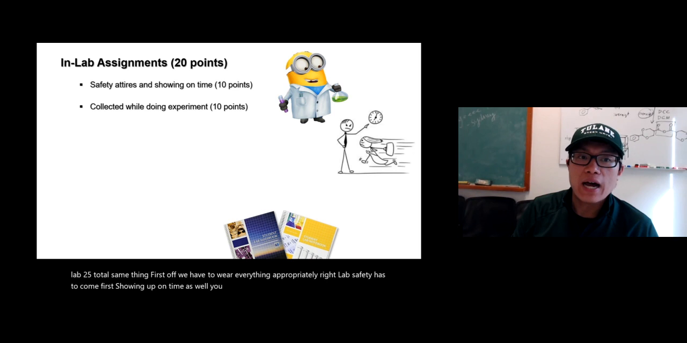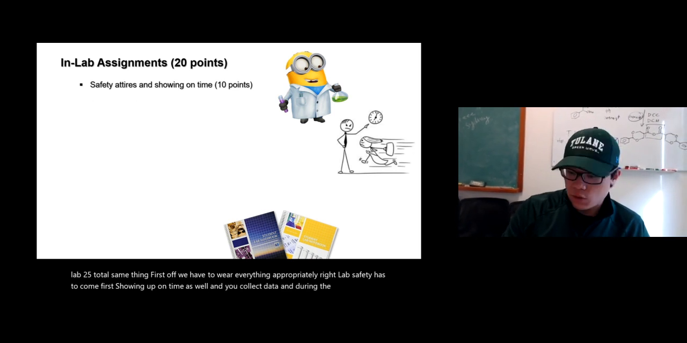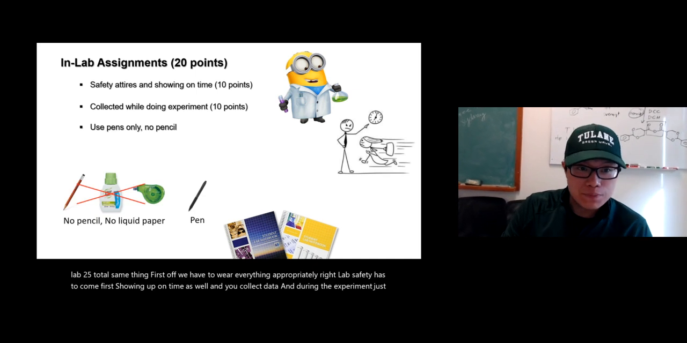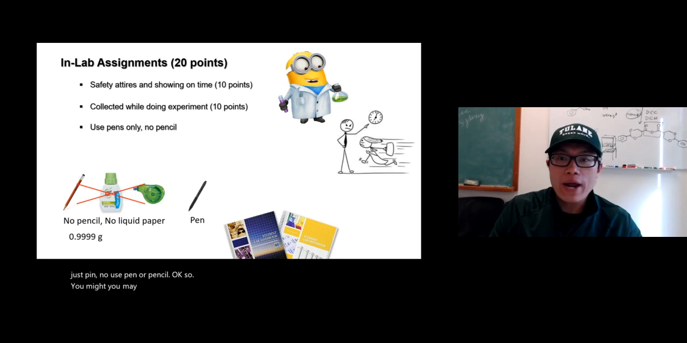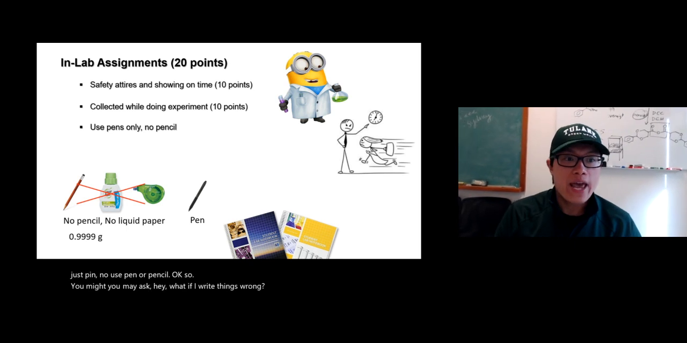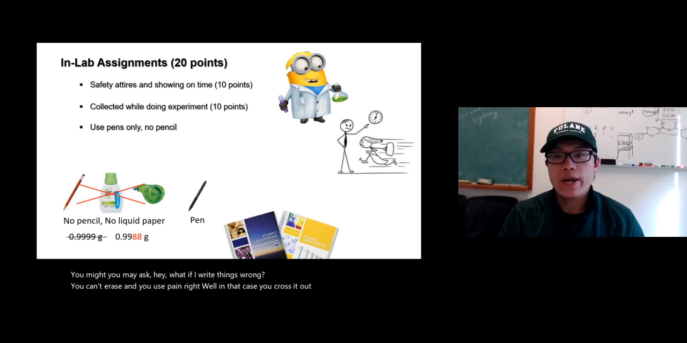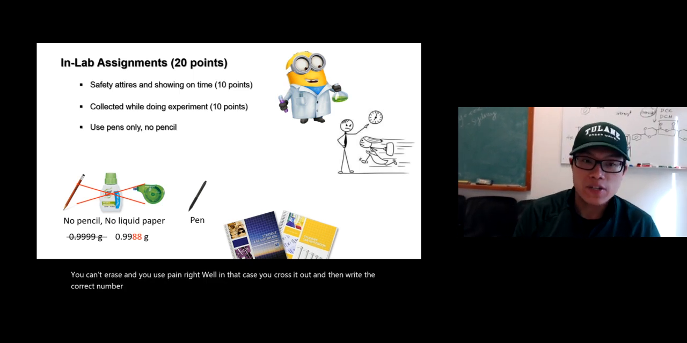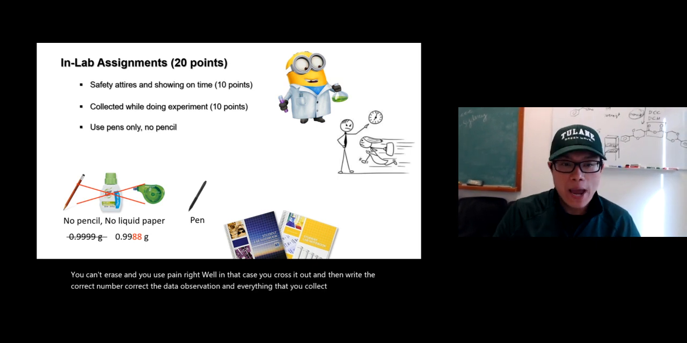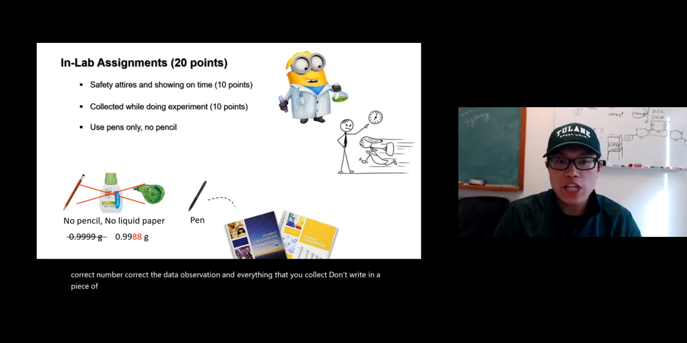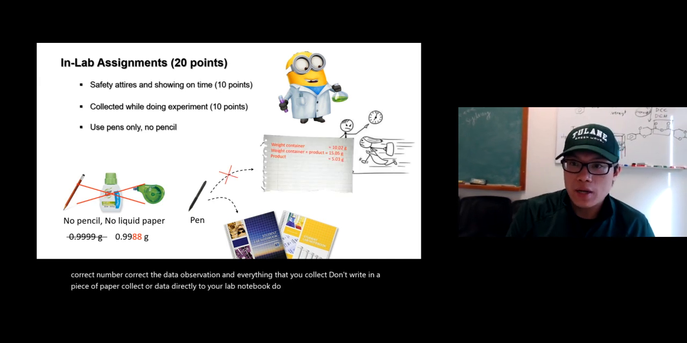You collect data during the experiment. Use pen, no pencil. You may ask, what if I write things wrong? Well, you can't erase if you use pen. In that case, you cross it out and then write the correct number, correcting the data or observation. And for everything that you collect, don't write on a piece of paper. Collect all data directly in your lab notebook. Do not put it on a piece of paper.